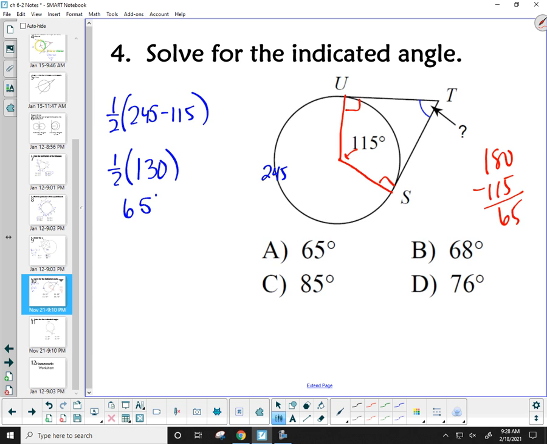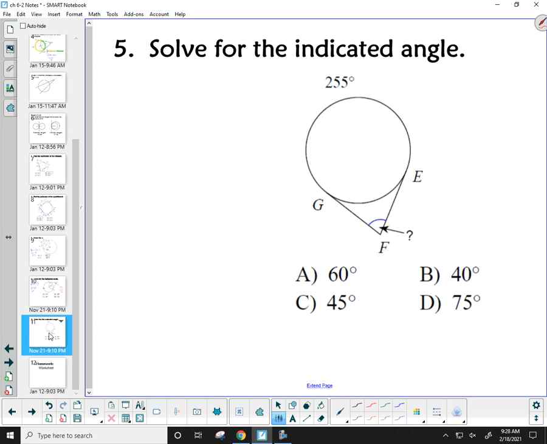All right. Last one. So we got 255 over there. So if I want my minor arc, 360 minus 255 is 105. Okay, so if I do my formula, I have 1/2 of 255 minus 105. That's 1/2 of 150, which is 75.